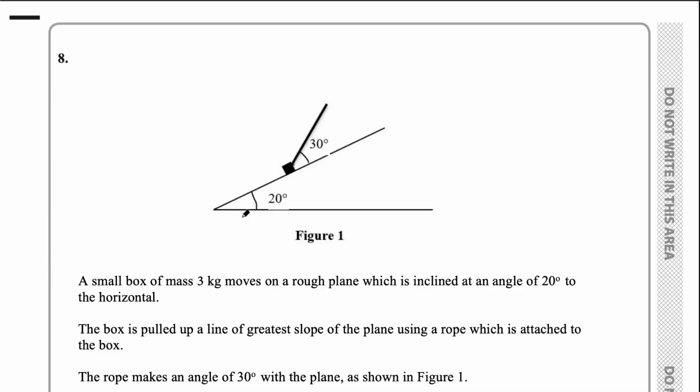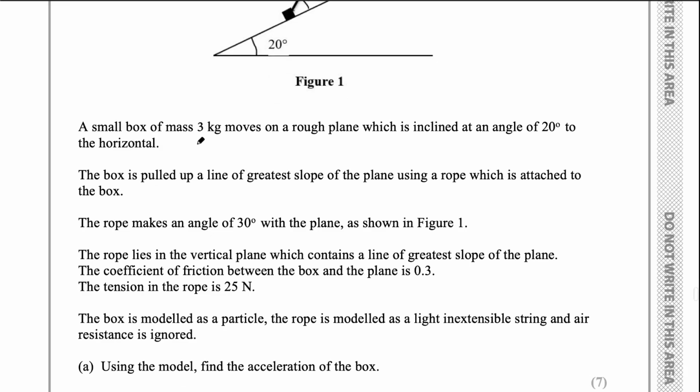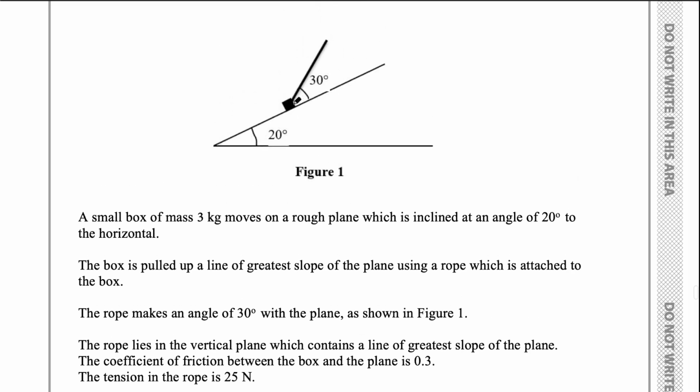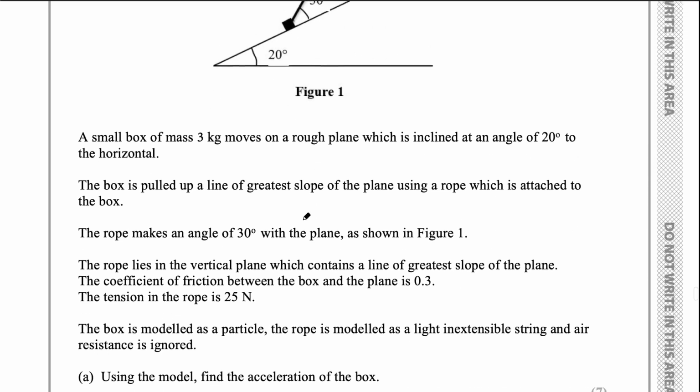Question 8 starts with a diagram, and it says a small box of mass 3 kilograms moves on a rough plane which is inclined at an angle of 20 degrees to the horizontal. The box is pulled up a line of greatest slope of the plane using a rope which is attached to the box. The rope makes an angle of 30 degrees with the plane as shown in figure 1. Okay, so that's the rope and that's the incline.